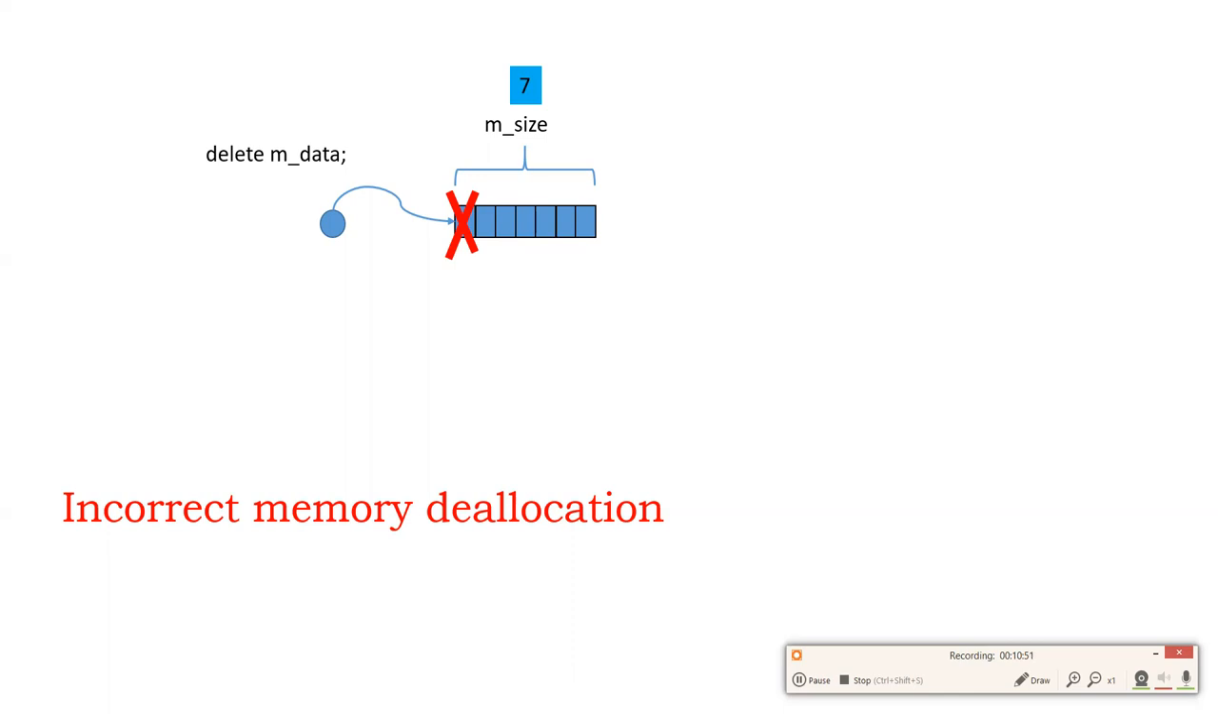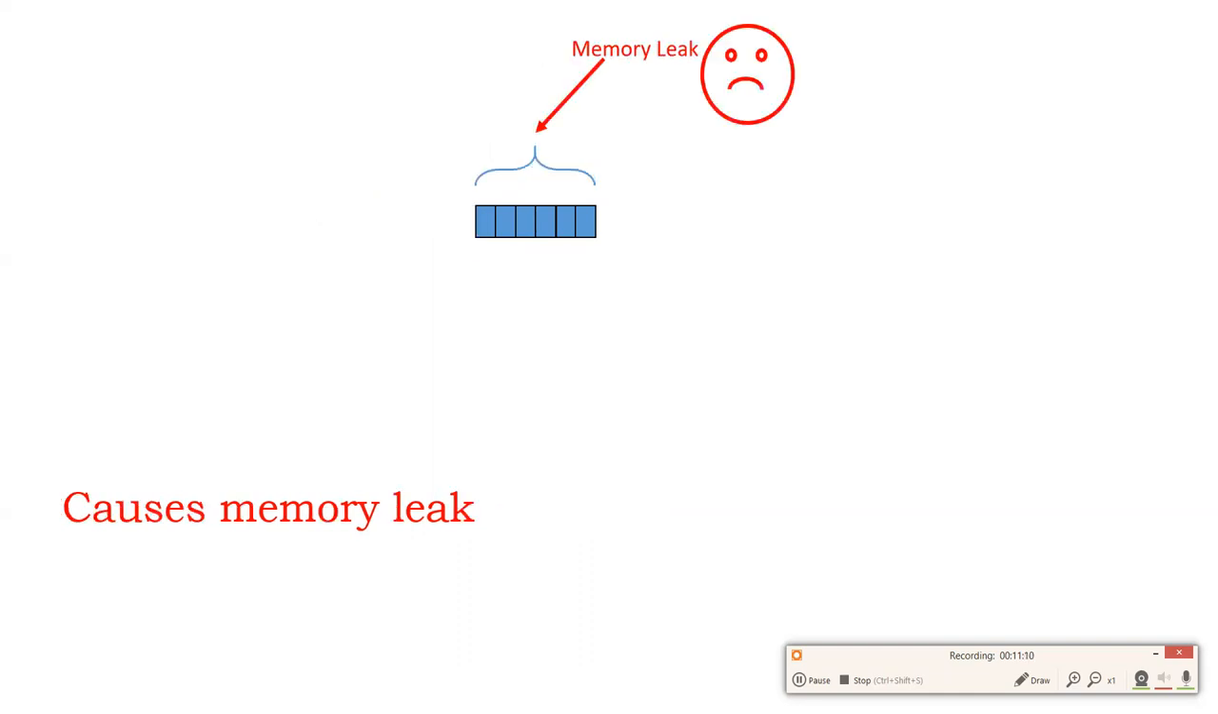If you incorrectly delete the data, if instead of a delete with square brackets you just delete it, then you are deleting only the first element. Because you are saying delete the target, not the whole array. Therefore, the first element is gone, and the rest become another type of memory leak, which we do not like. Are we okay down to here?